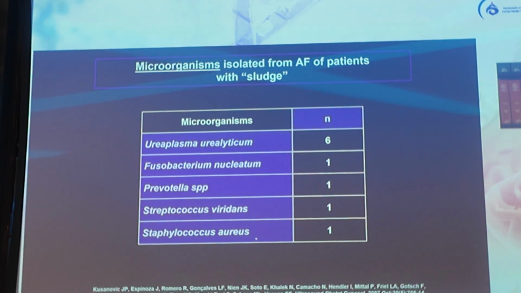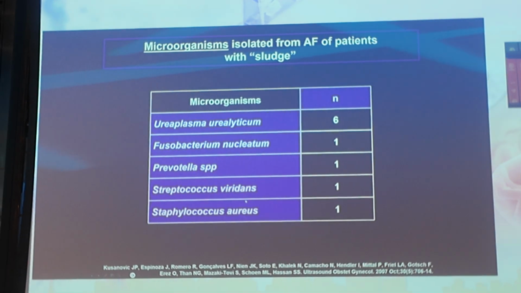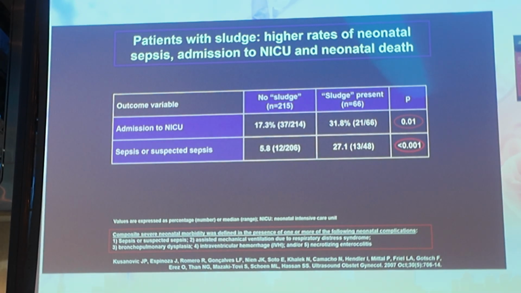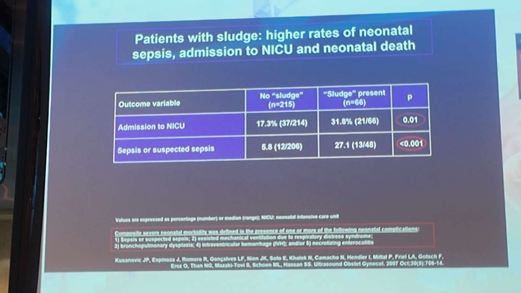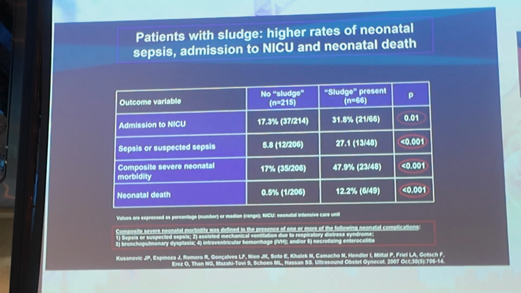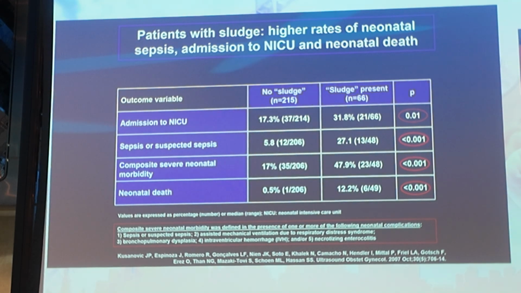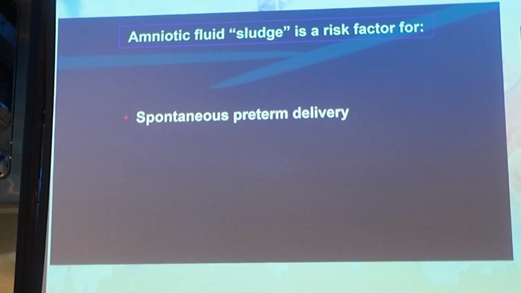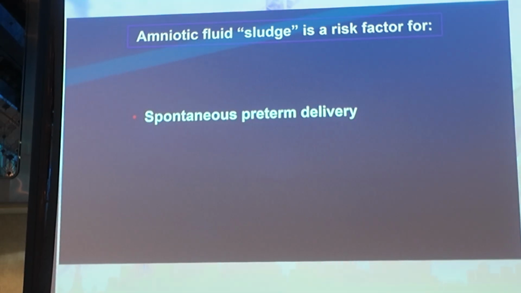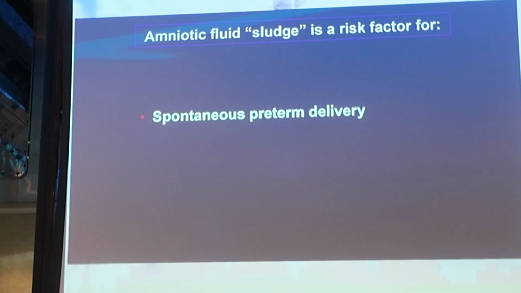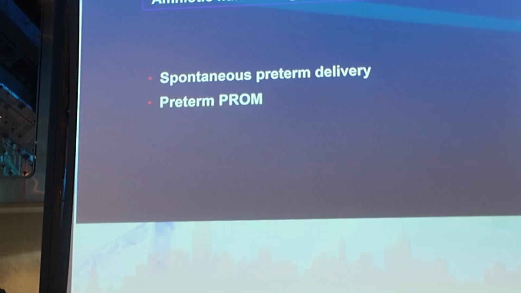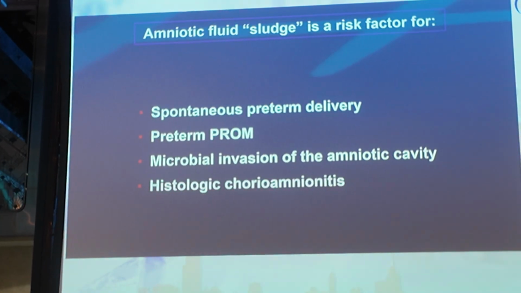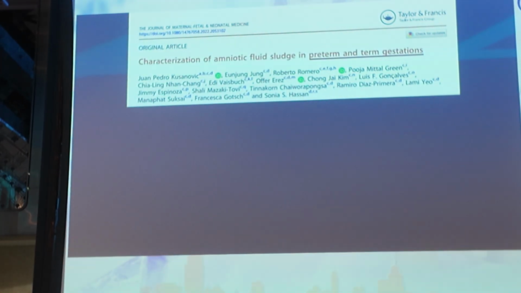Look at how infrequent GBS is, it is not even in this list. Now, babies who are born to patients with sludge are more likely to be admitted to the intensive care unit, not surprisingly, have sepsis, convulsive morbidity, and are more likely to die. Now, one way to think about it, the take-home message is, if a patient has sludge, even if asymptomatic, more likely to deliver preterm, to deliver with preterm PROM, to eventually have microbial invasion, acute histologic chorioamnionitis.